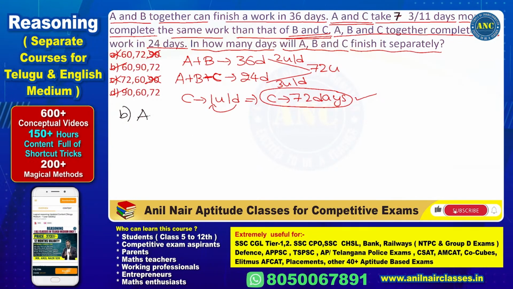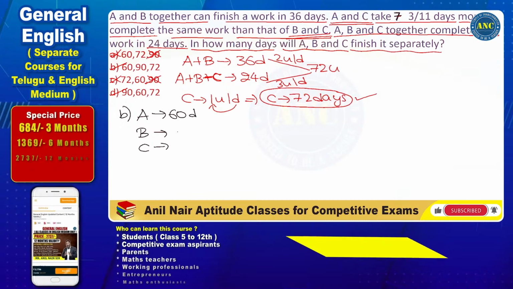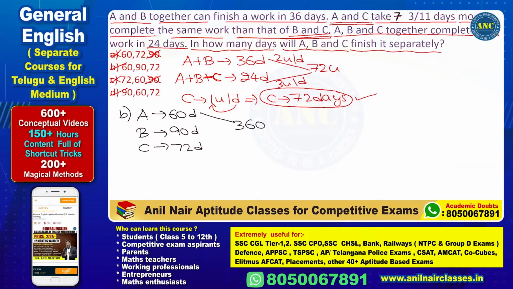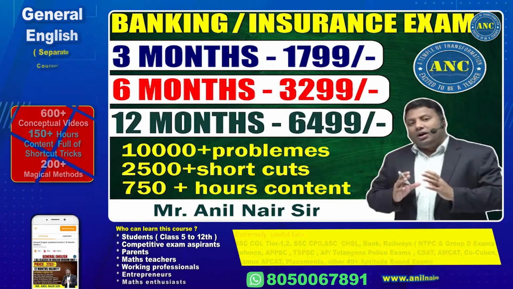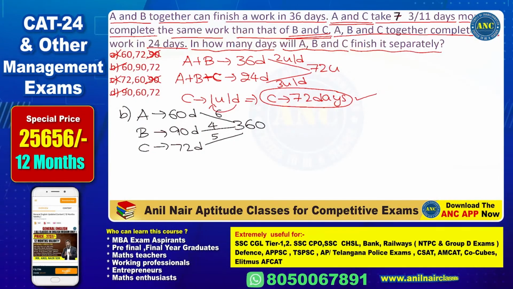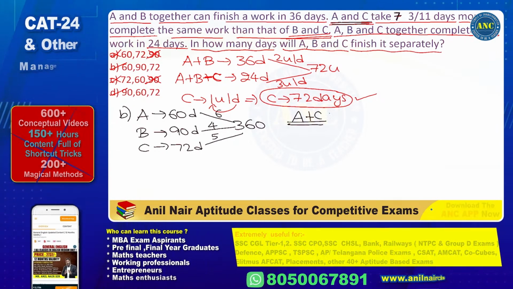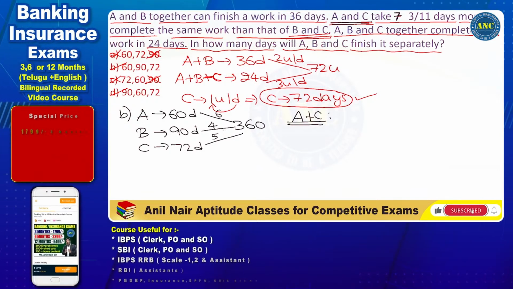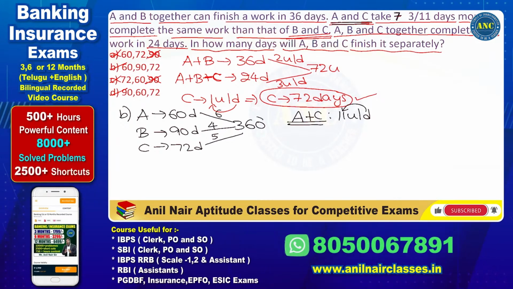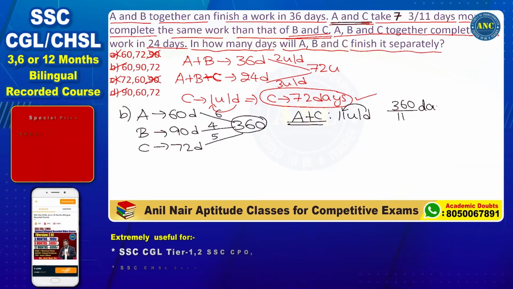Now, if I choose the second option, there are three people, A, B and C. A is 60 days, B is 90 days and C will be 72 days. LCM is 360, 60 into 6 is 360, 90 into 4, 72 into 5. Now, we came to know about individual capacity. What are the two people? A and C is one combination. So, A plus C will be 6 plus 5, it is 11 units per day. In one day, they will distribute 11 chocolates. To complete 360 chocolates, they will be taking 360 divided by 11 days.